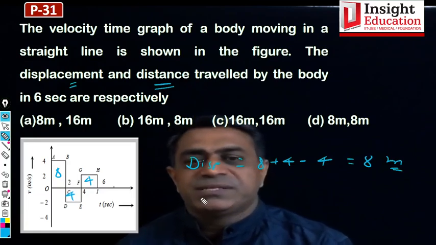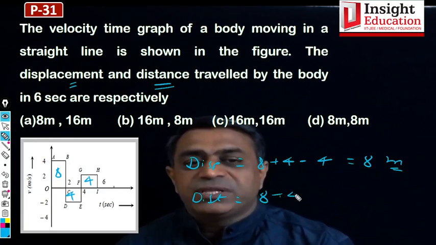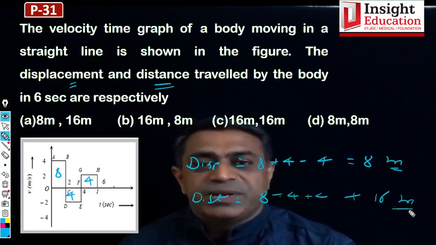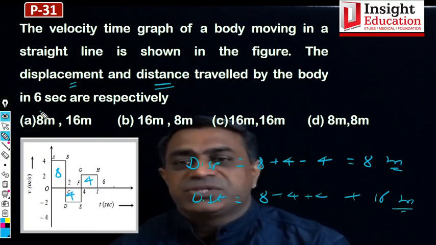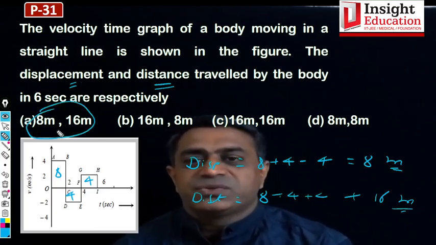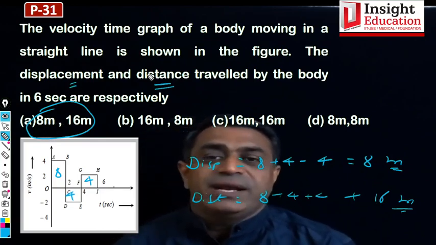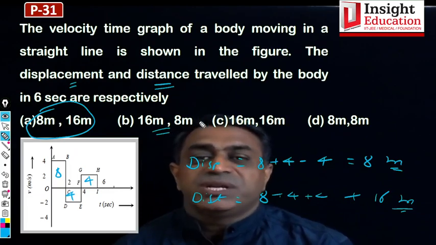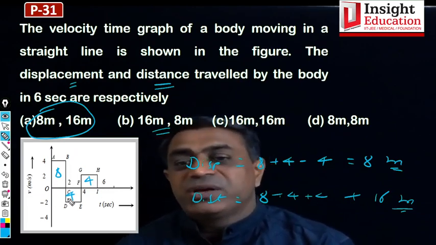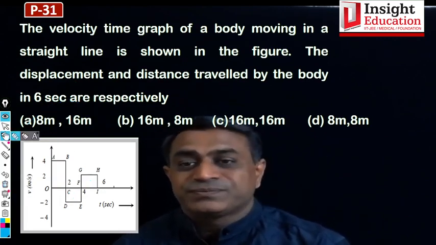So displacement is 8. But for distance you have to consider everything positive: 8 plus 4 plus 4, so that is 16 meters. If it asks for distance and displacement, then the answer should be 16 and 8. So for displacement consider the net area, for distance consider the overall area.